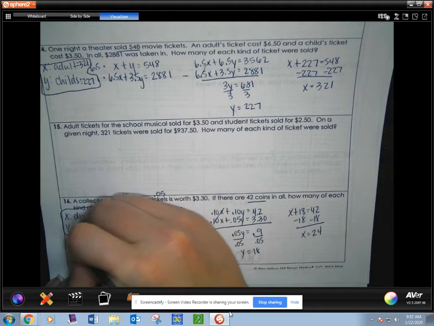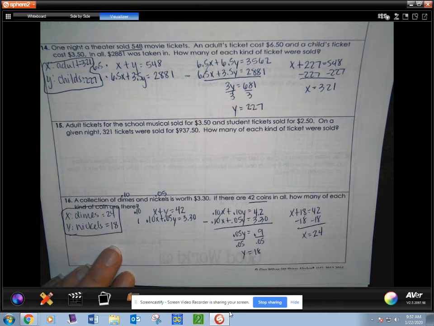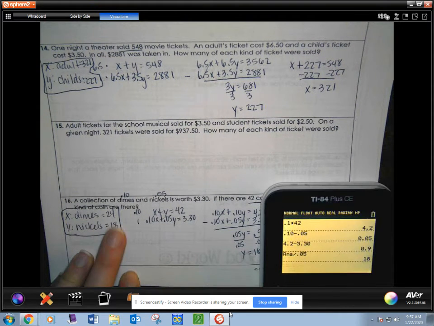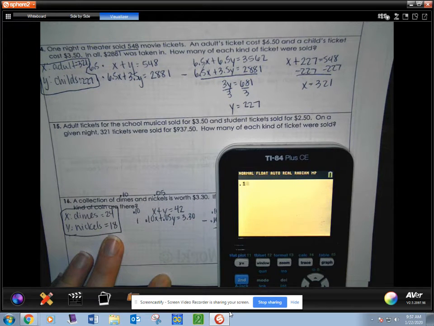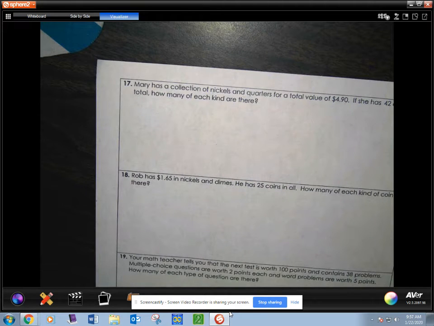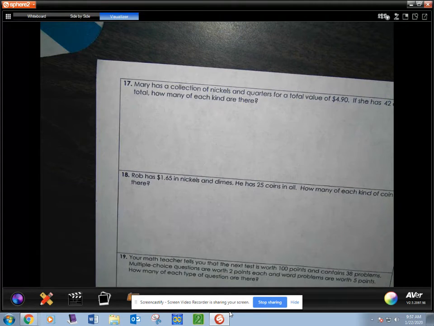Now, before I flip the page, remember, you can check all of these. I can take, let me clear so you can see it, 0.10 and times it by 24 and add it to 0.05 times 18. And if I don't get $3.30, I've done something wrong. You can plug back in and check every problem with these. Okay, we're going to flip to the back, and I have 2 more I'm going to do, and then you have 5 questions you have to do.